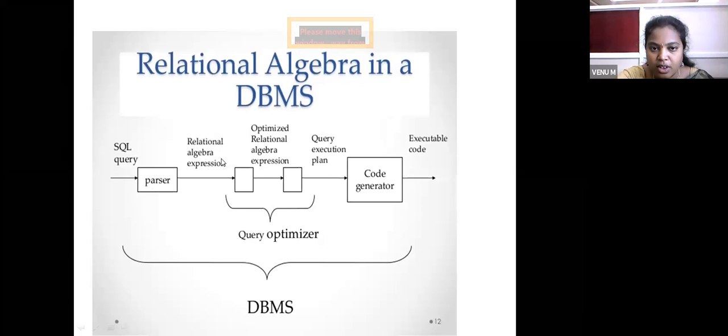Internally, we have to convert the SQL query into a relational algebra expression that can be taken by the query optimizer as input. Then it will be converted into a query execution plan, which becomes the internal executable code.